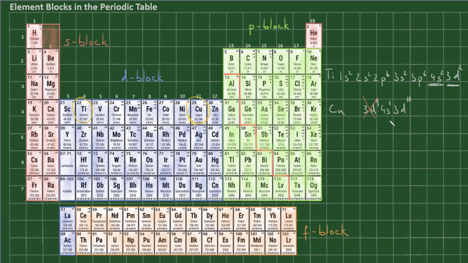For now, keep in mind that these rules work really well for the s and p block elements. That is all for now, and I will see you on the flip side.